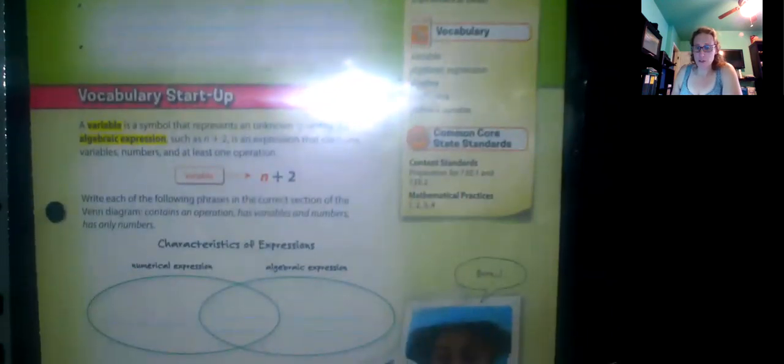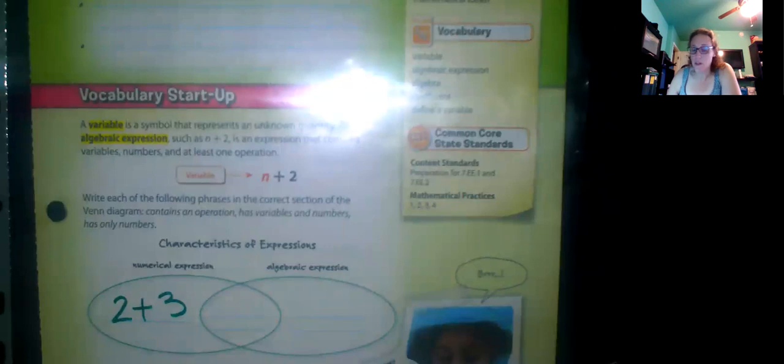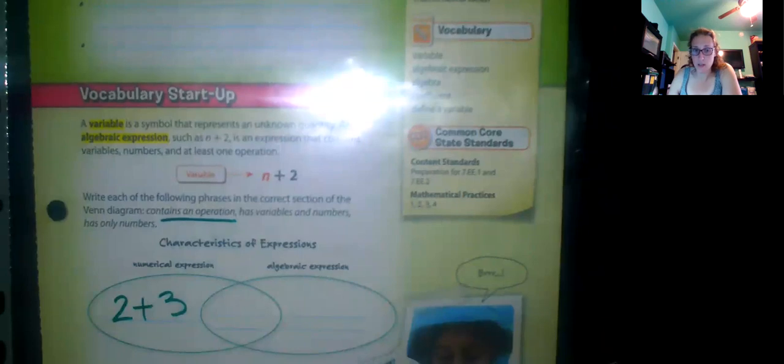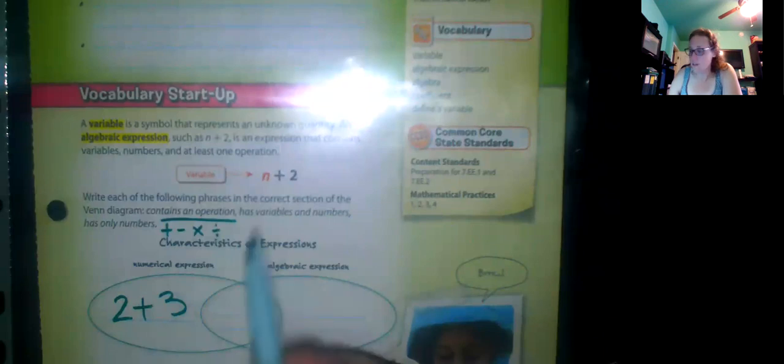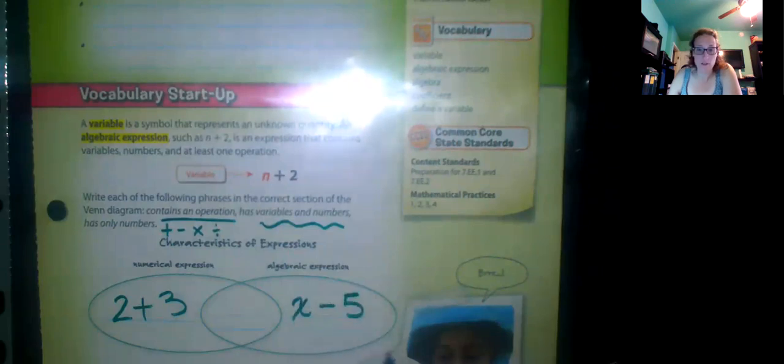Okay? So a numerical expression would be something like 2 plus 3. Okay? There's no variables involved, but you have an operation, okay? Plus, minus, multiplication, right? Or division. Okay? And then depending on what type of expression you're looking at, you would have variables and numbers, okay? So an algebraic expression might look like x minus 5, okay? Because it has a variable and a number, okay? So the thing that they have in common is an operation, okay? Numerical expressions only have numbers, okay? And an algebraic expression has numbers and variables. So that's the difference, okay?